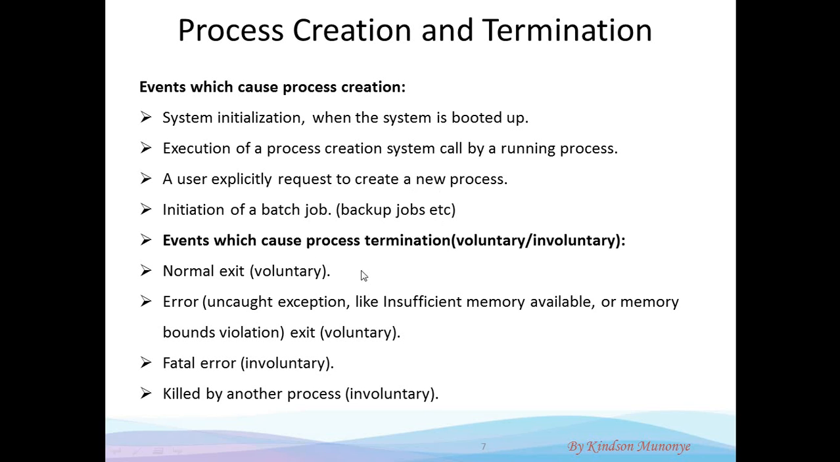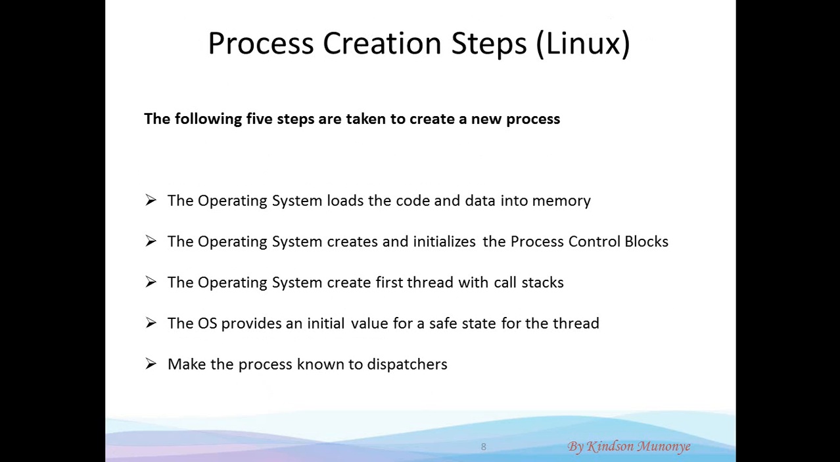Many of them are system processes, and a few of them are user processes. When a user creates a new process by running an application, a process is created. We also have a batch job. Then we have events that cause process termination. We have a process exit, normally when it completes the task. There is an error. There is also a fatal error. Then another process can also issue a kill, or can kill a different process, and it gets terminated. System shutdown can also be part of it.